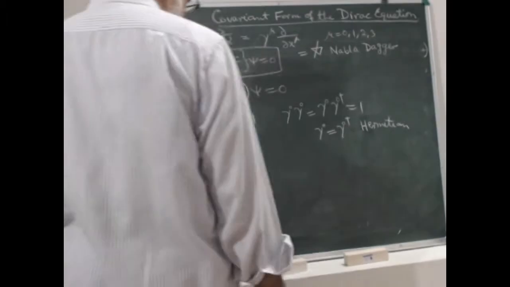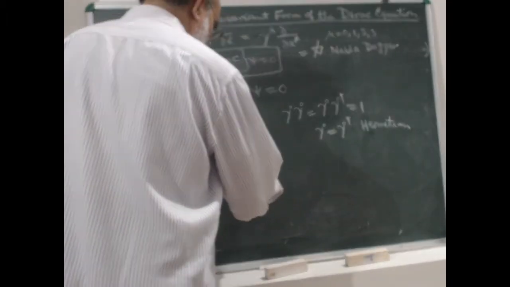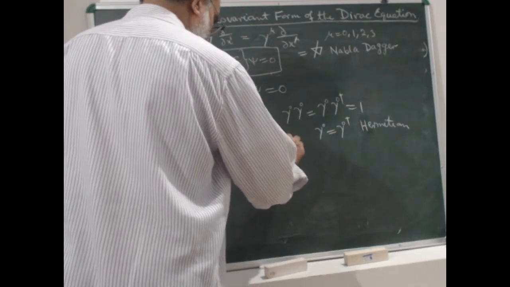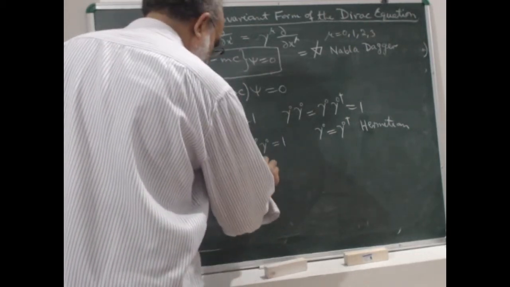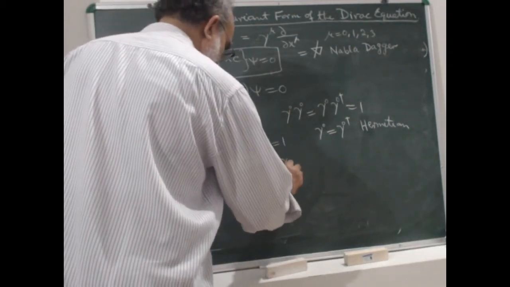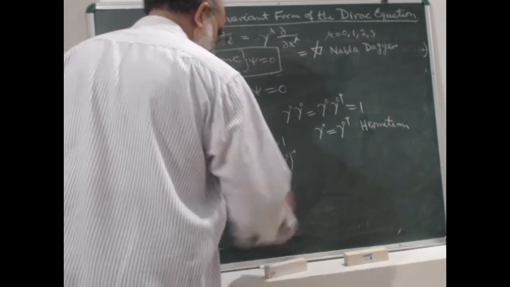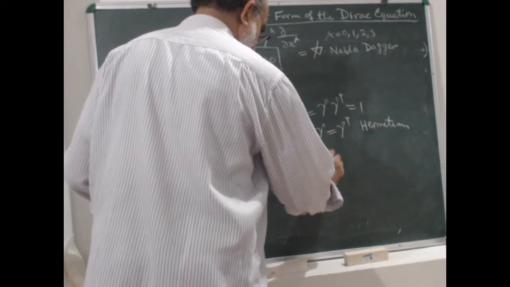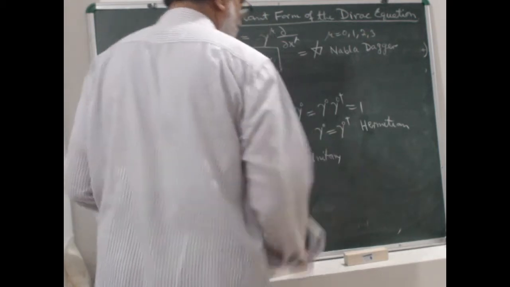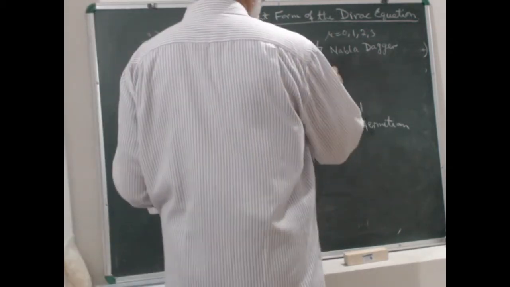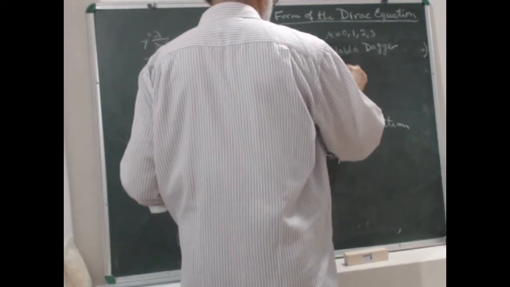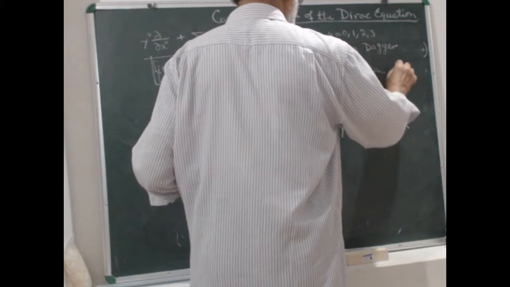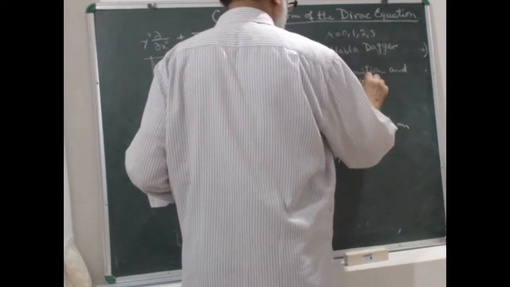Also gamma 0 squared is 1. We can write that gamma 0 is gamma 0 inverse. That is, this is unitary. This means gamma 0 is Hermitian and unitary.